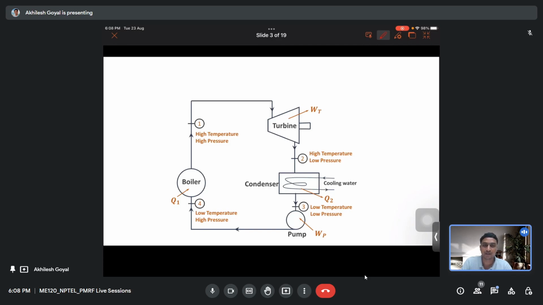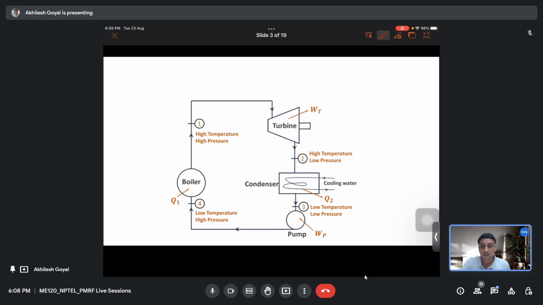Then it goes to the turbine where we receive work WT, and steam exits the turbine at high temperature and low pressure. Then it goes to the condenser. It condenses into water, and the state is low temperature, low pressure, and heat Q2 is rejected to the atmosphere or cooling water. Then this low pressure, low temperature condensed water is fed to the pump, and again the low temperature and high pressure condensed water is fed to the boiler. That's how the cycle is completed.